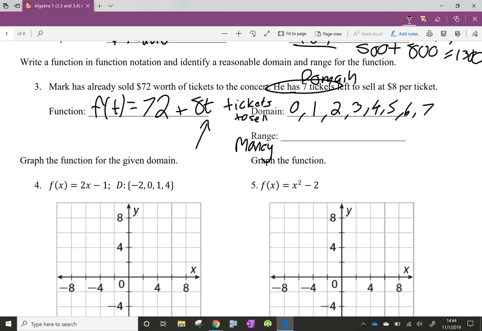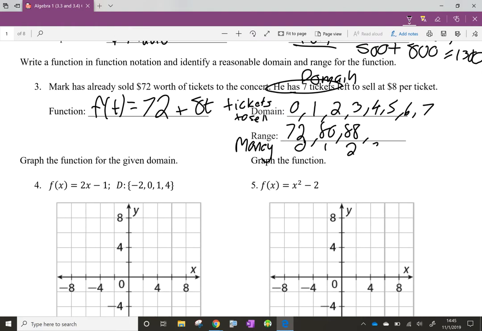Now, if Mark didn't sell a single ticket more, he would still have $72. Because essentially, if you sell 0 tickets at $8 a ticket, you're not making any more money, but Mark still has the $72 from earlier in the day. If he sells 1 more ticket, he'll add $8 to his total of 72, meaning that he would have $80. If he sold a second ticket, he would add another $8, which would be $88. So this is if he sold 0 tickets, 1 more ticket, 2 more tickets, and we have to do this until he sells 7 tickets.